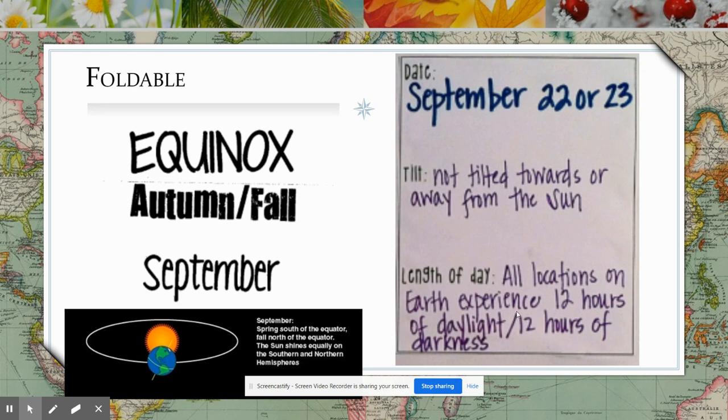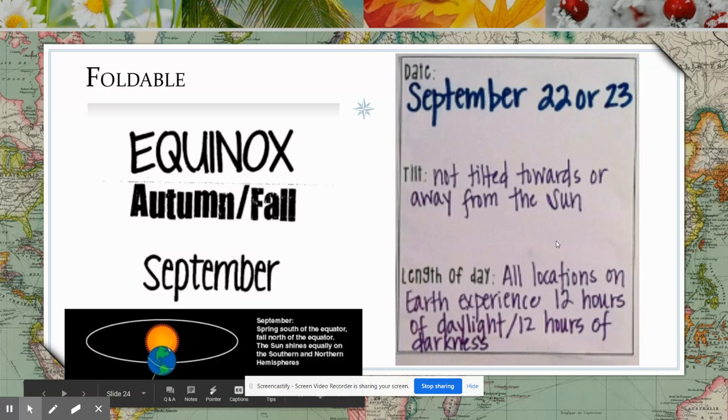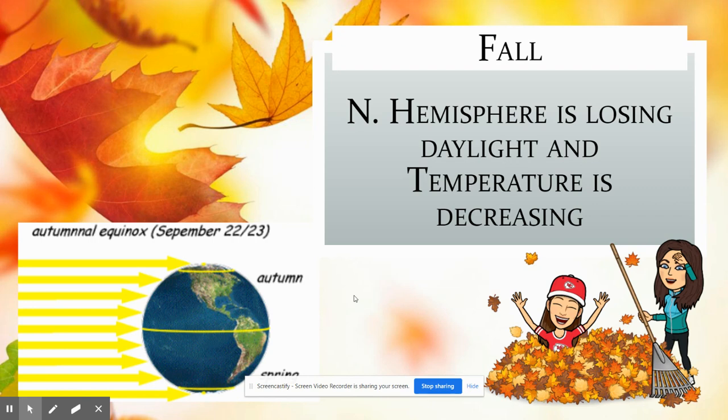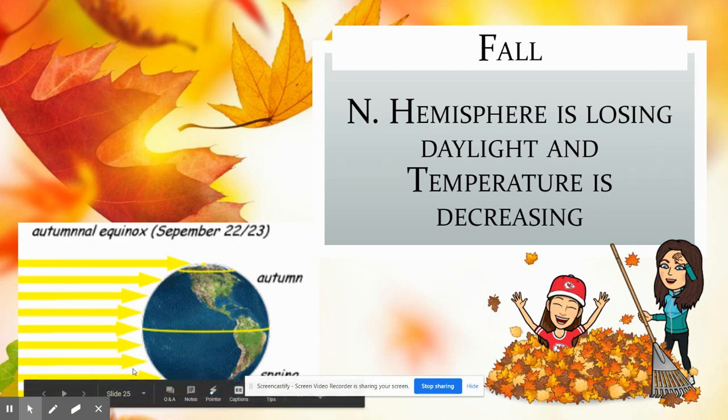All locations on Earth experience 12 hours of daylight and 12 hours of darkness. As we're experiencing right now, our seasons are starting to change and we're starting to shift the amount of daylight that we're going to have as we go into a different season. You can see here in this image that we have an autumn equinox, and so the sunlight is equal on top and on bottom.